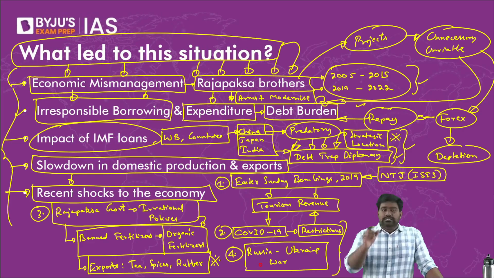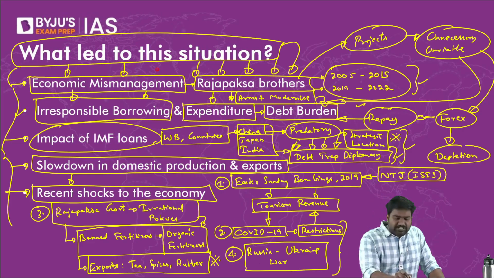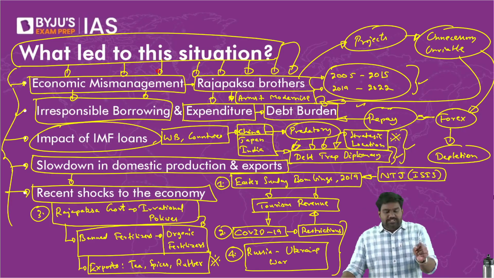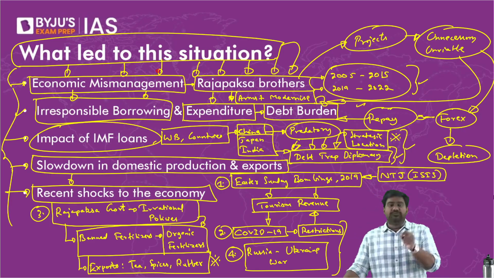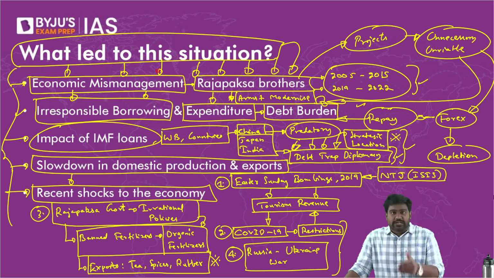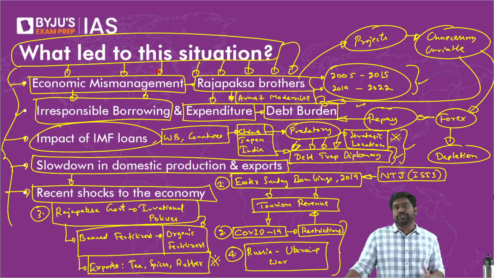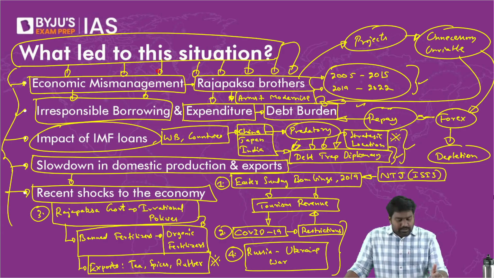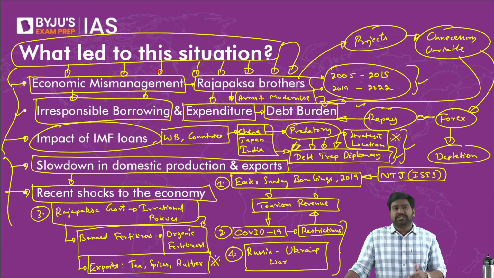Is that clear? To summarize, the factors responsible were the irresponsible economic management by the Rajapaksa government and the previous governments, the irresponsible borrowing of loans, which pushed the country into a debt burden, followed by unnecessary expenditure on unviable projects. The impact of heavy loans taken from all the global institutions and other countries.